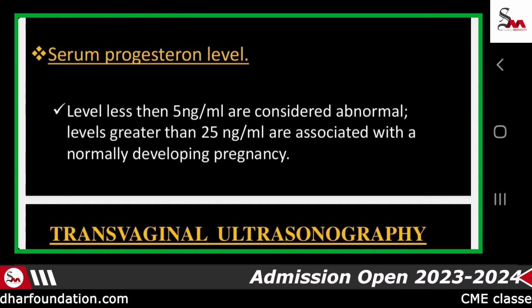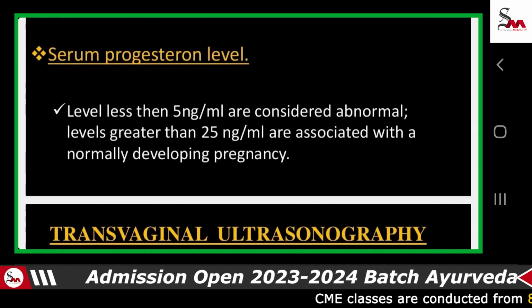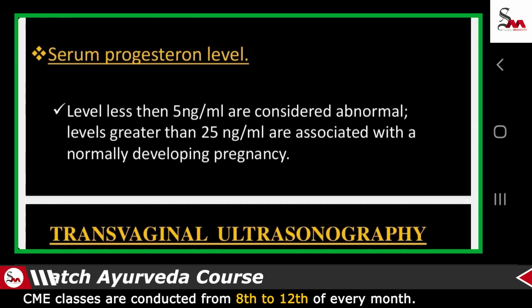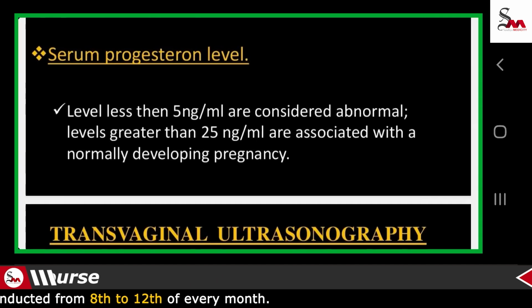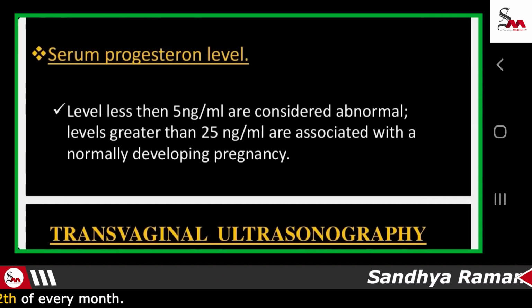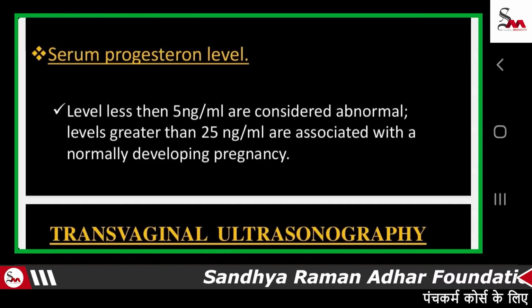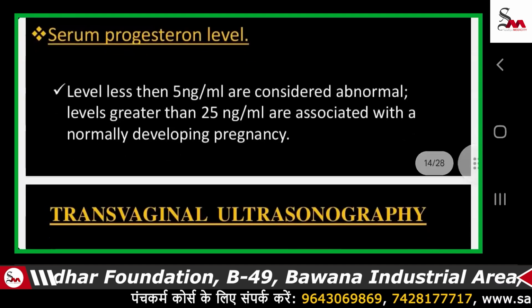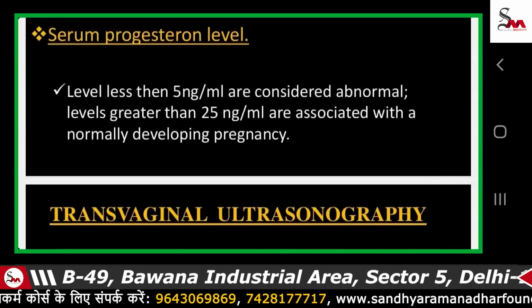Now, about serum progesterone levels: less than 5 nanogram per ml is considered abnormal. Levels greater than 25 nanogram per ml are associated with a normally developed pregnancy. So here again, progesterone supports the pregnancy, and the levels are diminished in ectopic pregnancy, because the pregnancy is not there in the uterus, so the body is not producing the progesterone.